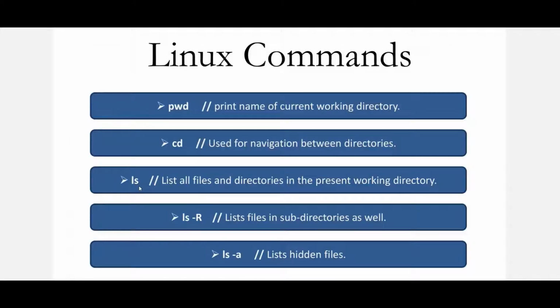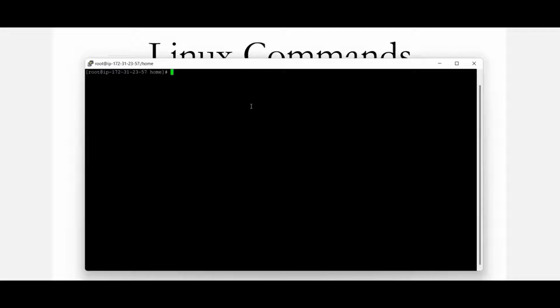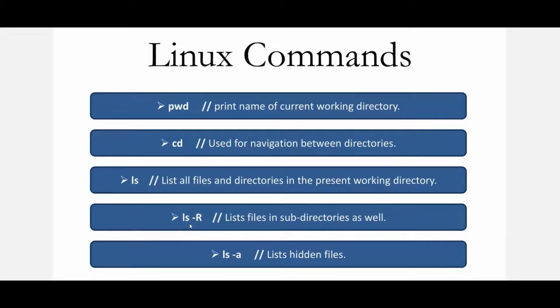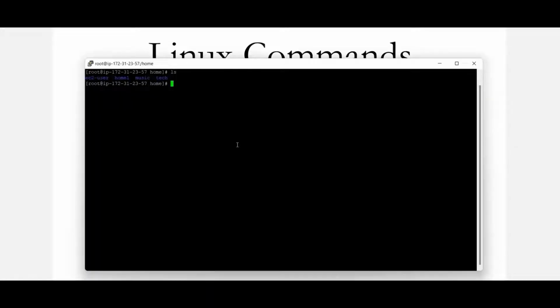Our next command is ls. It lists all the files and directories in the present working directory. Let us use the command ls. So we have got this many directories. Our next command is ls -R. This lists files in subdirectories as well. Let us use this command ls -R. So you can see it has listed subdirectories as well.